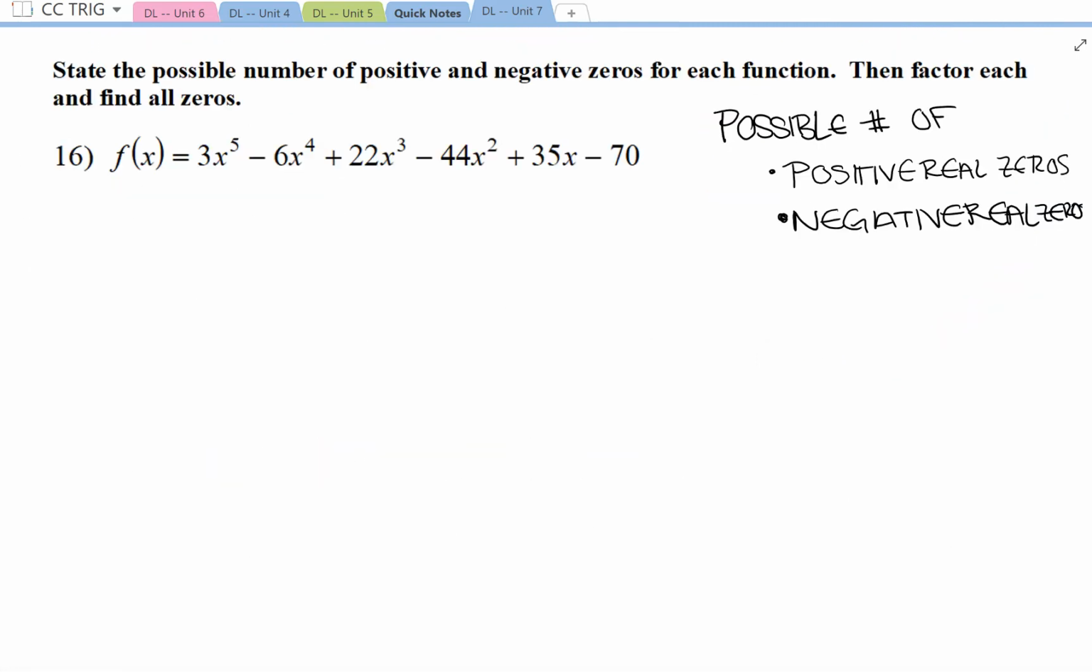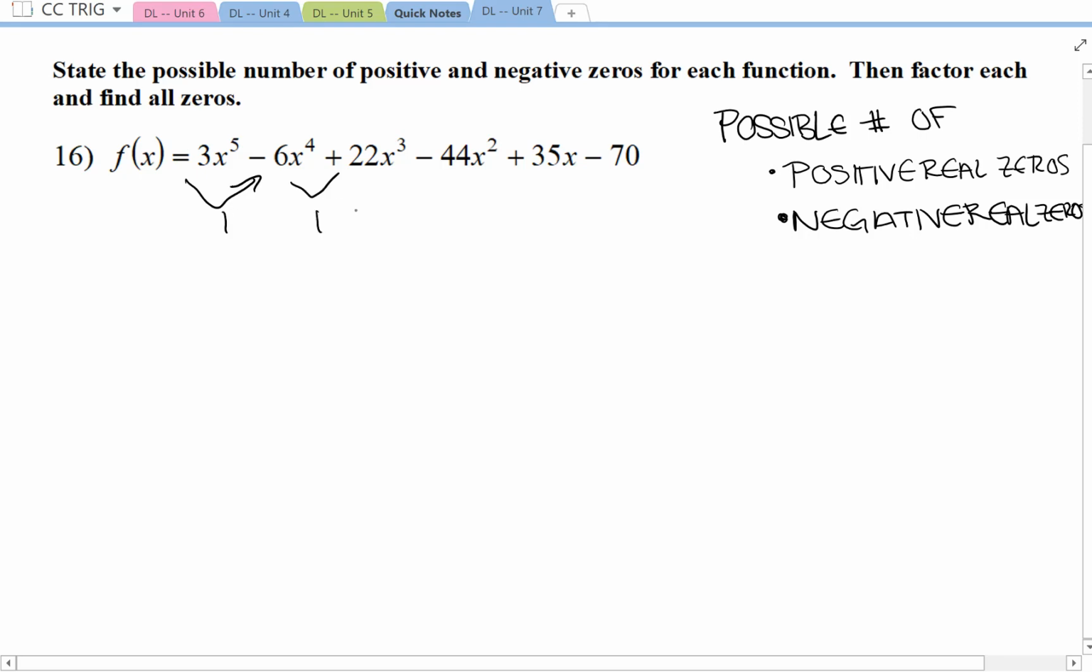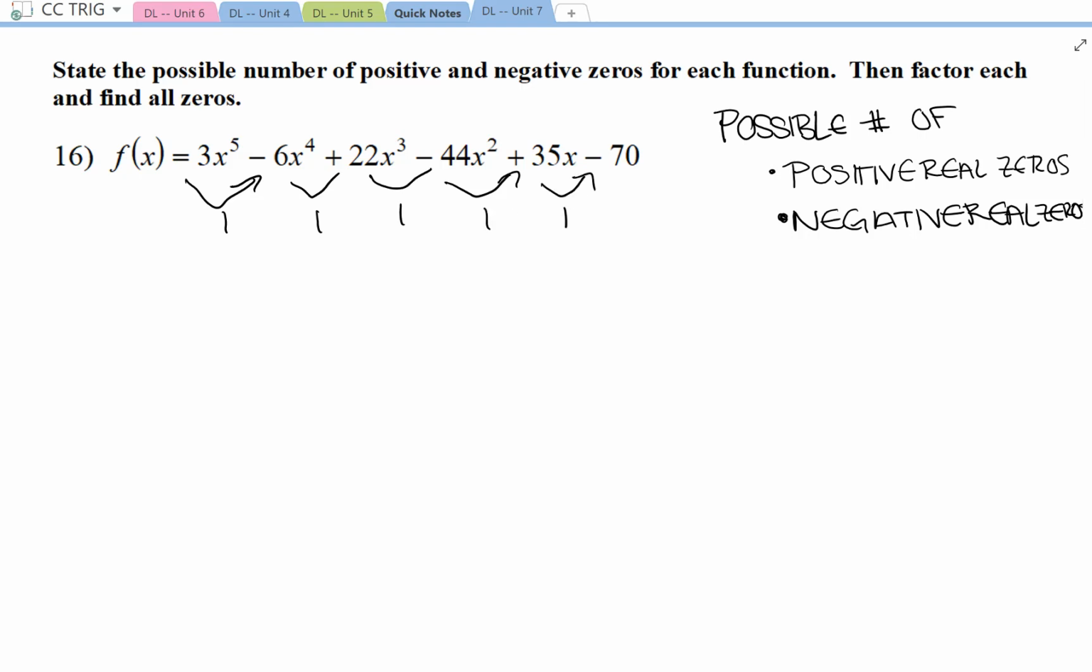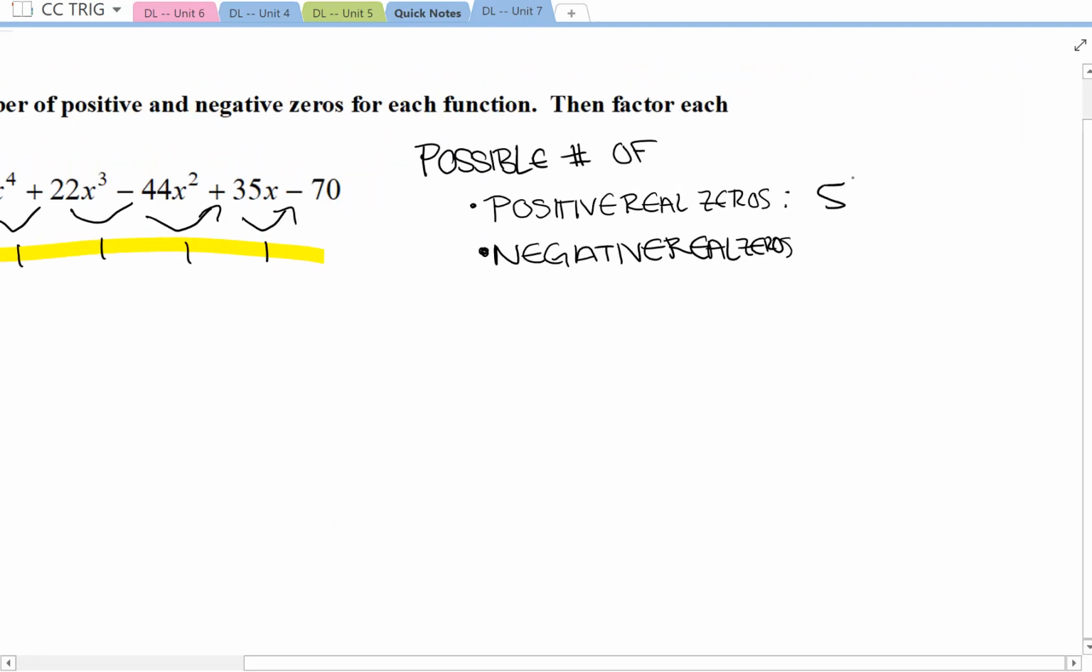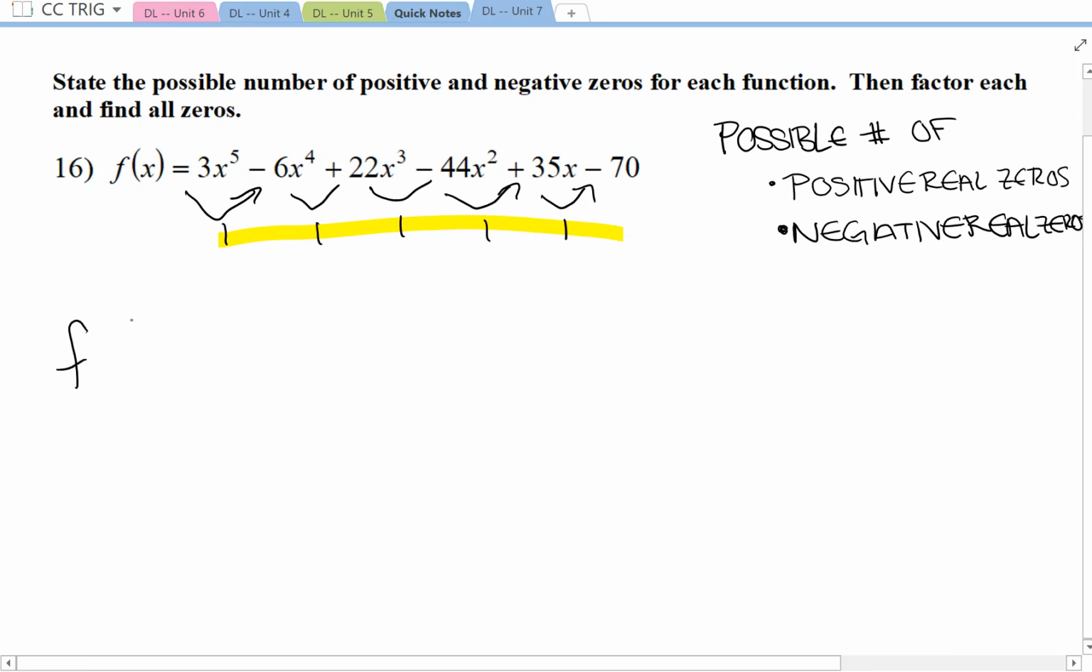Number 16 is asking us to, again, state the possible number of positive and negative real zeros for each function, but then to also factor and find all the zeros. So starting off, we're going to go through Descartes' rule of signs of f of x to get the positive real zeros. There is positive to negative, one sign change. One sign change, another one, another one, another one. Wow, that is a total of 5 sign changes. So positive real zeros could be 5 or 5 minus the even integer 2. So it could be 3 or 3 minus the even integer 2. 5, 3, or 1 are the possibilities for our positive real zeros.